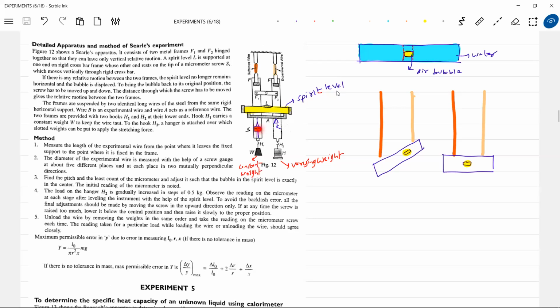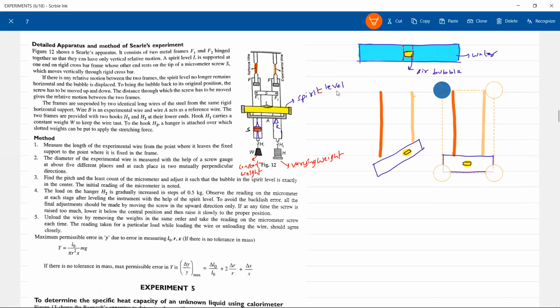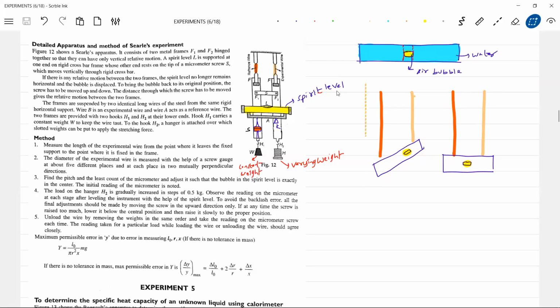I'll rotate it in such a way that till this bubble comes. So now this is the initial setting. Afterwards, finally, as I increase the load here, this will elongate. So it will get tilted. The system will be tilted. I will take this out. This is not needed. You'll get confused.